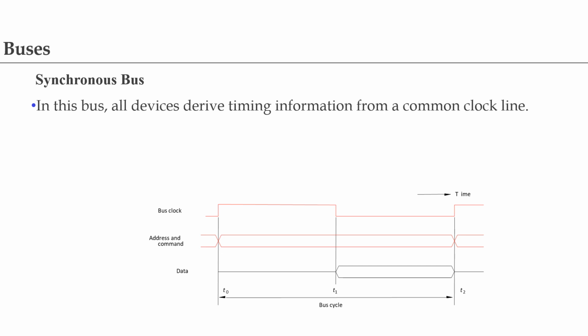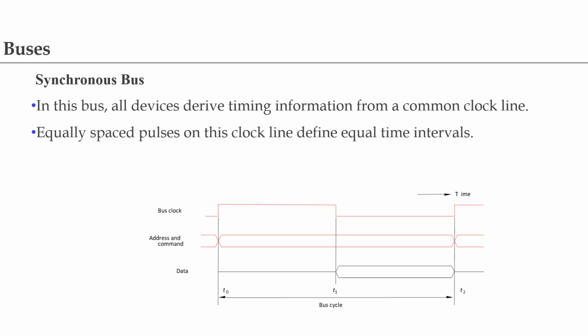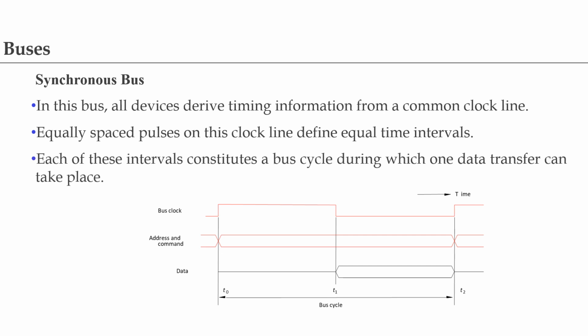Key features of a synchronous bus include the common clock line. All devices derive their timing from a central clock, ensuring synchronized operations. Fixed time intervals: the clock pulses create uniform intervals, allowing for predictable timing in data transfers. Bus cycle: each clock pulse interval represents a bus cycle, and during this cycle, one data transfer operation can take place.